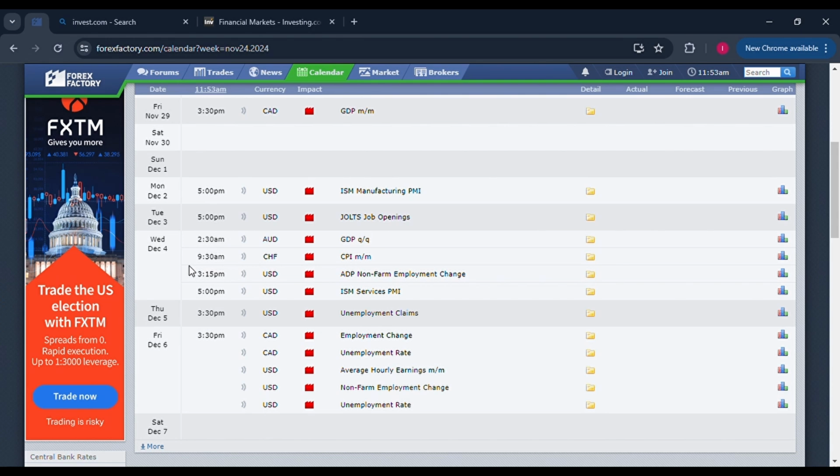We don't have the forecast and the actual yet, because the results are released on that particular day and at that particular time. CHF is going to be at 9:30 in the morning, same as last Friday, the first of November.